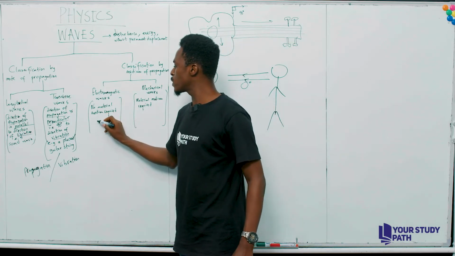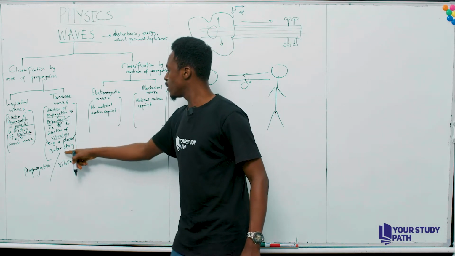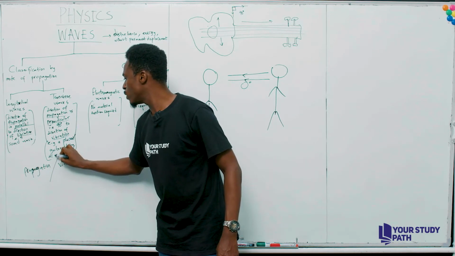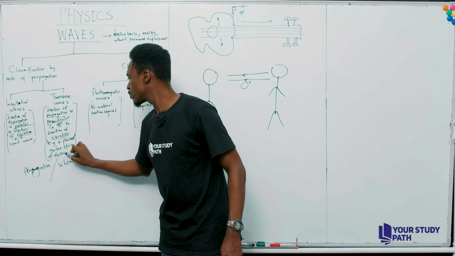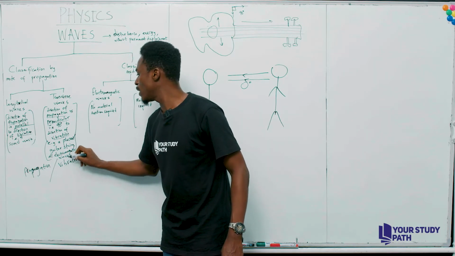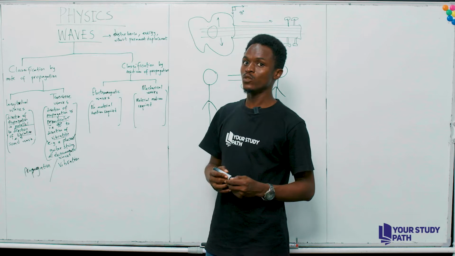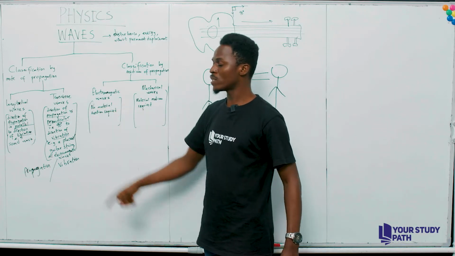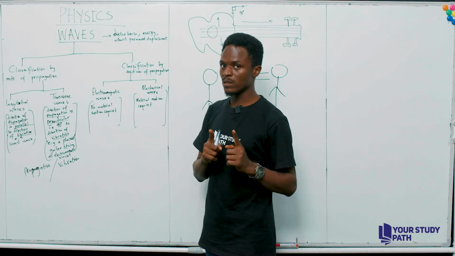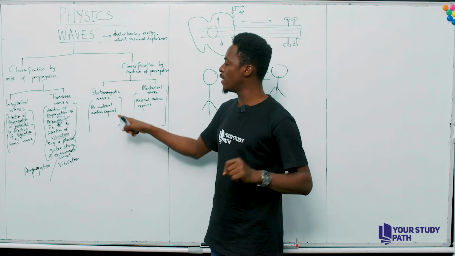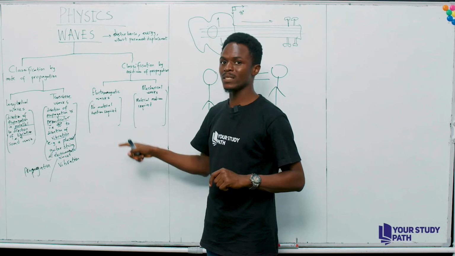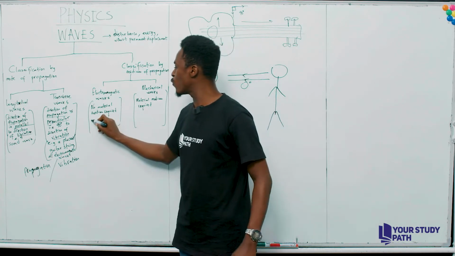So, what are the examples? Here now, apart from guitar string, we say all electromagnetic waves are transverse waves. Note, all electromagnetic waves are transverse waves, but not all transverse waves are electromagnetic waves. Don't get it twisted. Not all transverse waves are electromagnetic, but all electromagnetic waves are transverse waves.